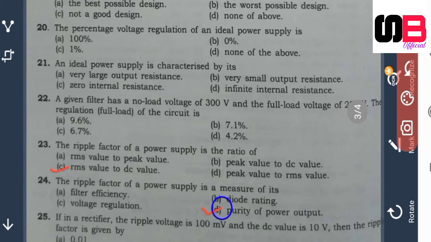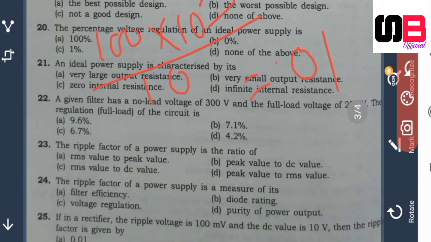Okay, the next one: if in a rectifier the ripple voltage is 100 millivolt and the DC voltage is 10 volt, then the ripple factor? Here I have to calculate the ripple factor. We already studied that the ripple factor is the RMS value to the DC value. So here it is 100 millivolt, that means 100 into 10 to the power minus 3 by 10. And the answer is 0.01. That means option A is the answer.